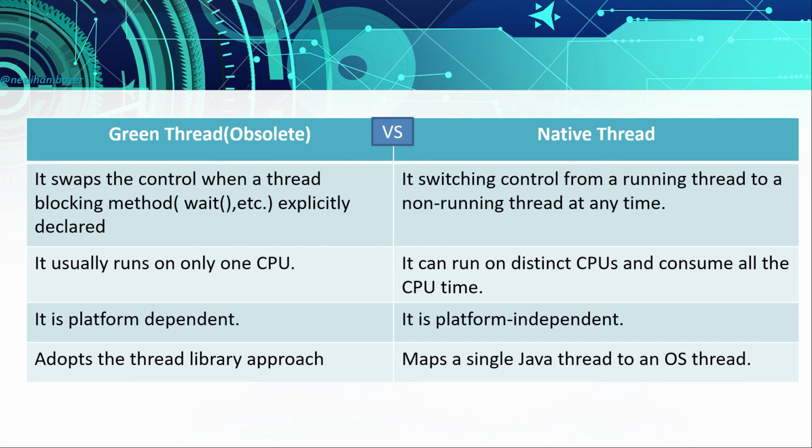Native threads are named so because they belong to native platforms. Green threads adopt a library approach, whereas native threads map a single Java thread to an OS thread. Hence, green threads adopt the thread library approach. They are invisible to the OS. On the other hand, native threads refer to a model in which the Java Virtual Machine creates and manages Java threads using the operating system library, and each Java thread is mapped to one library thread.